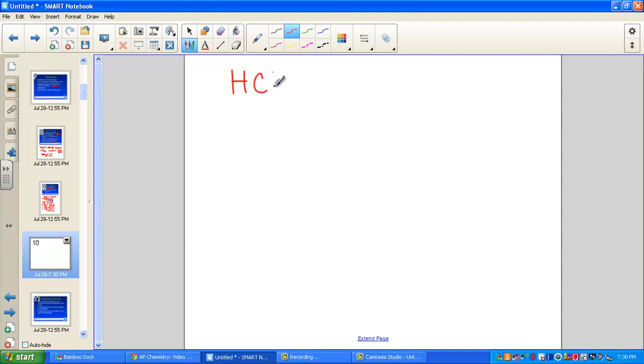To write the dissociation for hydrochloric acid, hydrochloric acid 100% dissociates, so all of the product lies to the right of our arrow. 100% pushes right to H plus and Cl negative. This represents a strong acid.